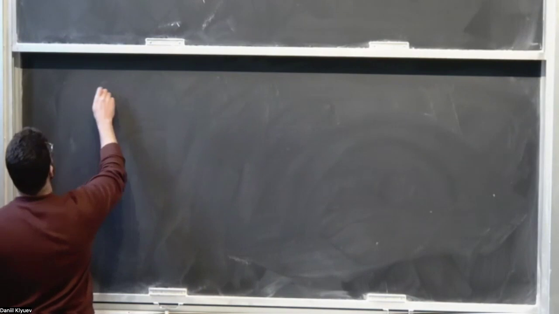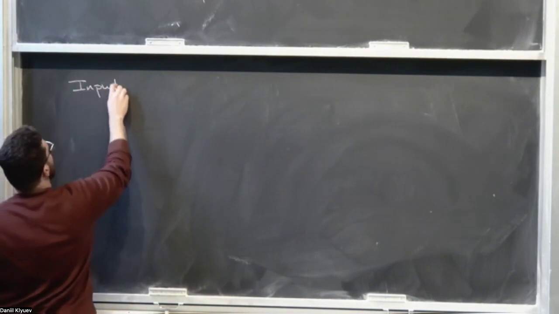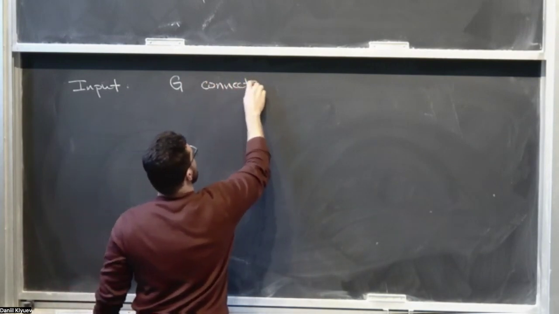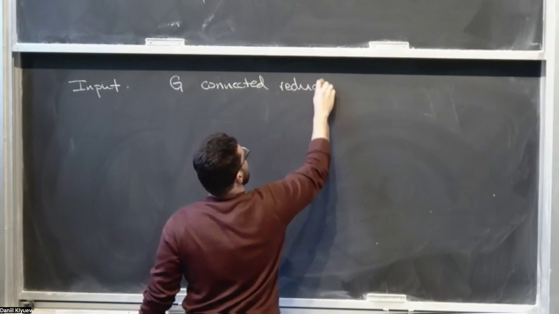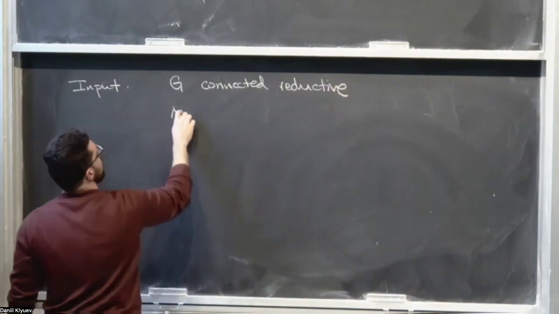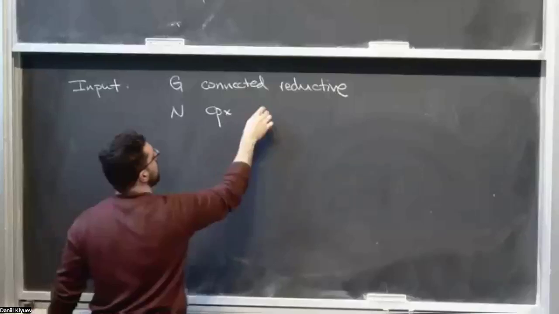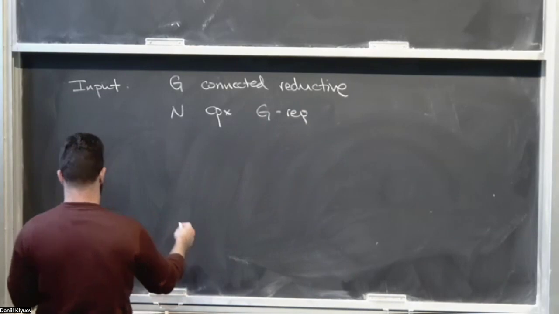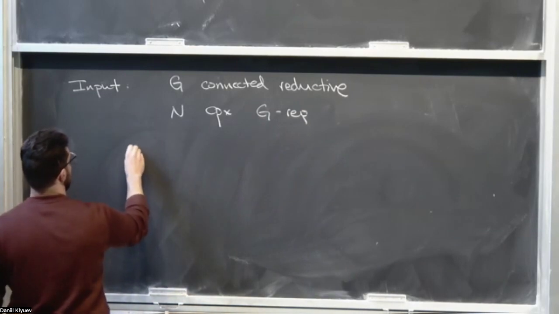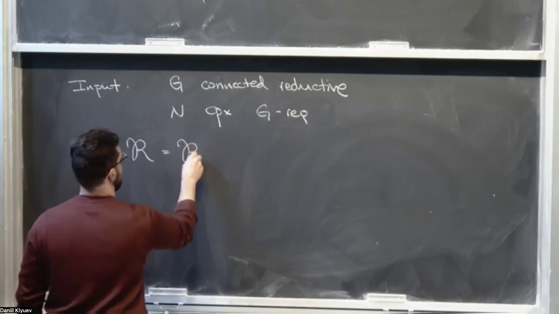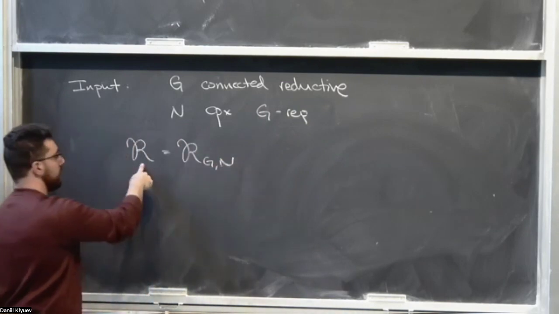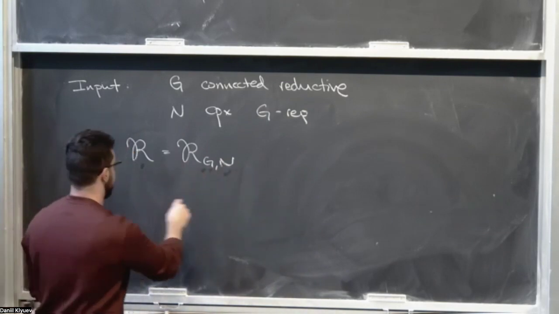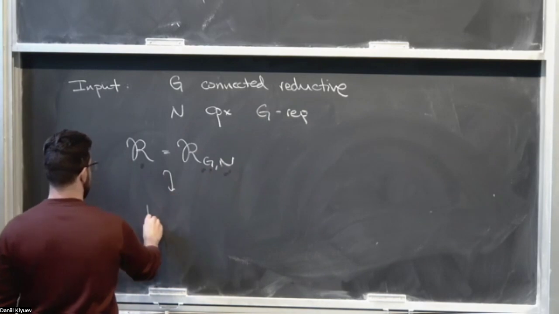Here's a quick review. Remember that the input of these things is a connected reductive group, everything's over the complex numbers, and a complex representation. The key objects that are used to define these convolution products are called R. When I write R, I always mean R_{G,N}. If there's something that isn't G and N, I will put it explicitly. It sits inside of a bigger thing called T.